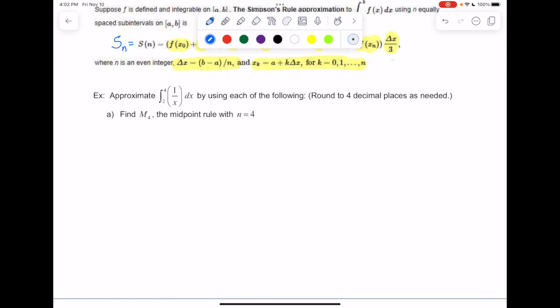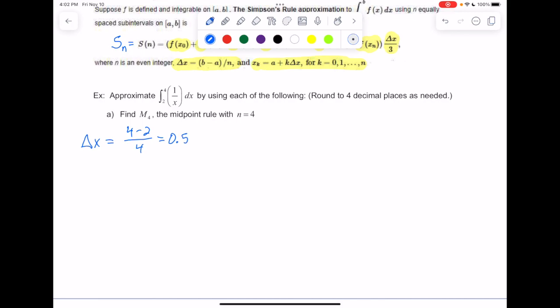So let's start off by calculating our delta x. Delta x would be b minus a, 4 minus 2, divided by n, which is 4. So that's 2/4 or 1/2, or I'll go ahead and put a decimal for that, 0.5.